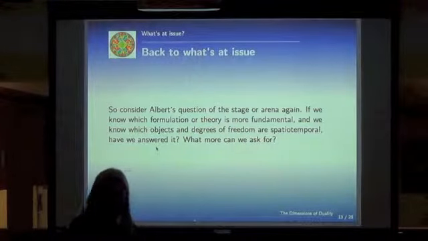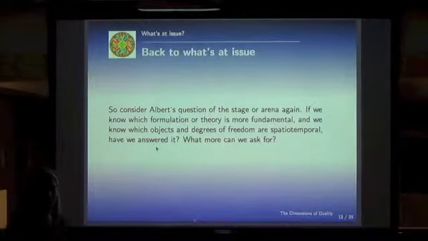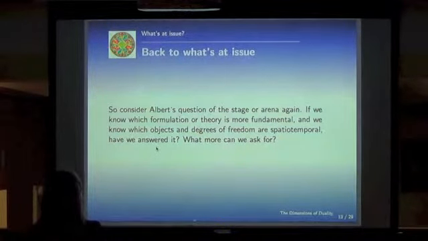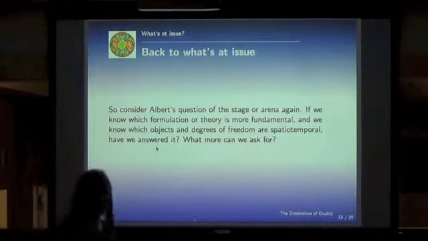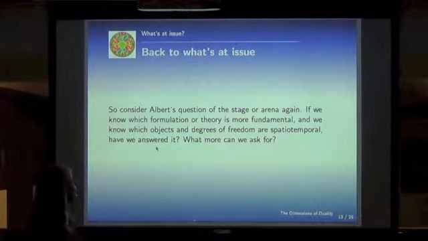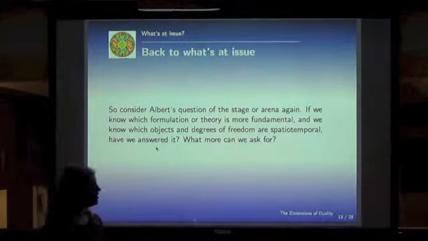Okay, so let's go back to Albert's question about stages and arenas again. If we know which formulation of our theory is more fundamental, and we know which objects and degrees of freedom are spatiotemporal, have we answered the question? What more can we ask for? As you might imagine, I kind of think we have. I don't think there's more to this stage or arena notion than these questions.